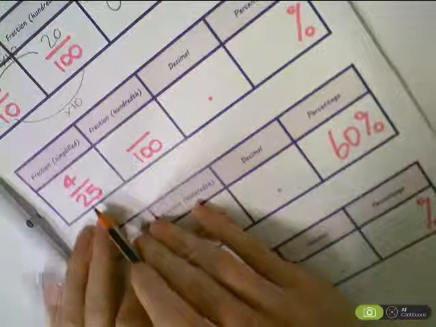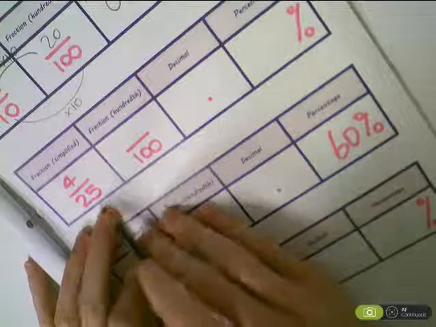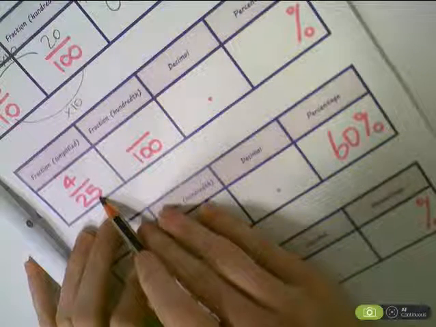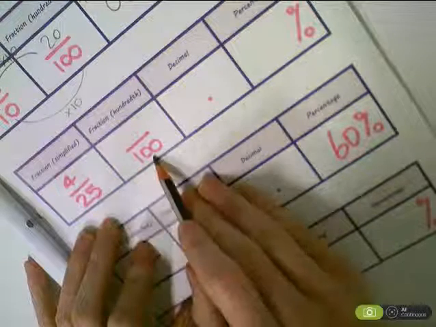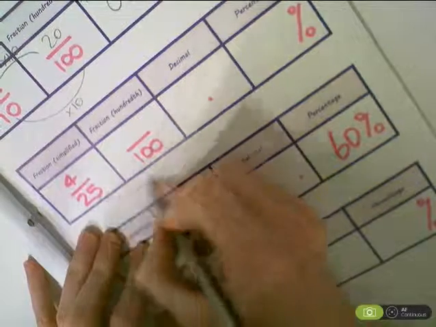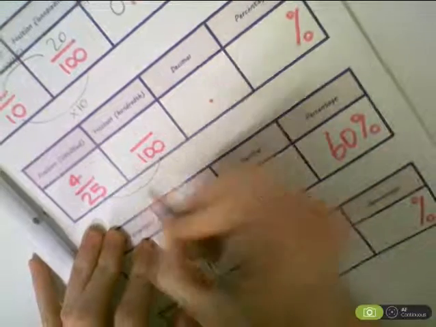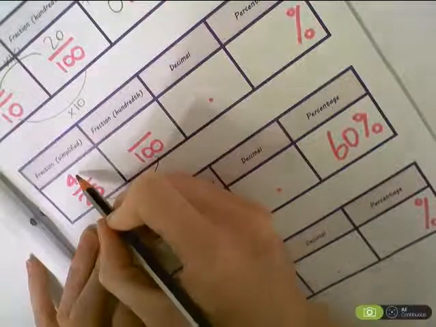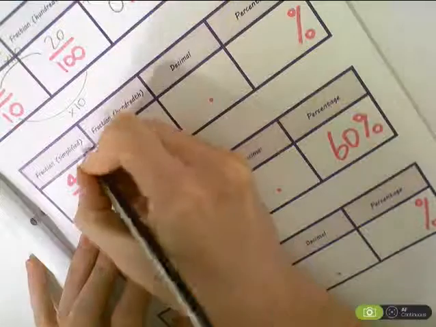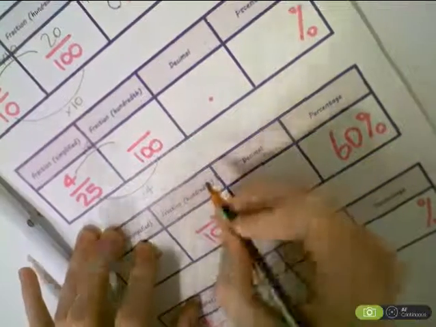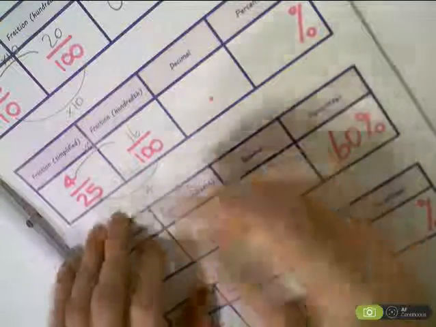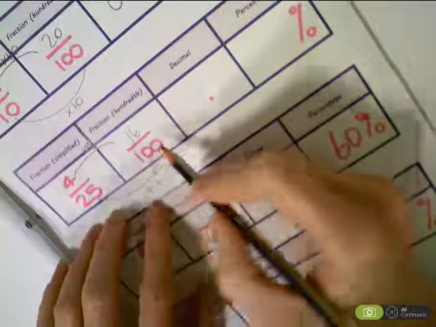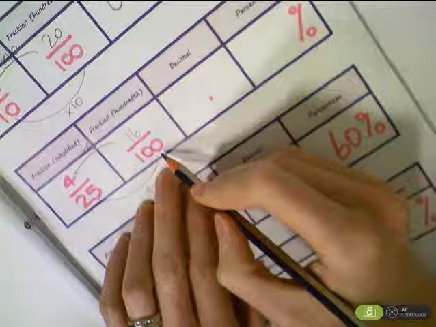Here I have 4 25ths. First of all, I think about what I will have to do to get from 25 to 100. I know I will have had to multiply by 4. So I need to do the same to my numerator. Multiply by 4. 4 multiplied by 4 is 16. So 4 25ths is equivalent to 16 hundredths.